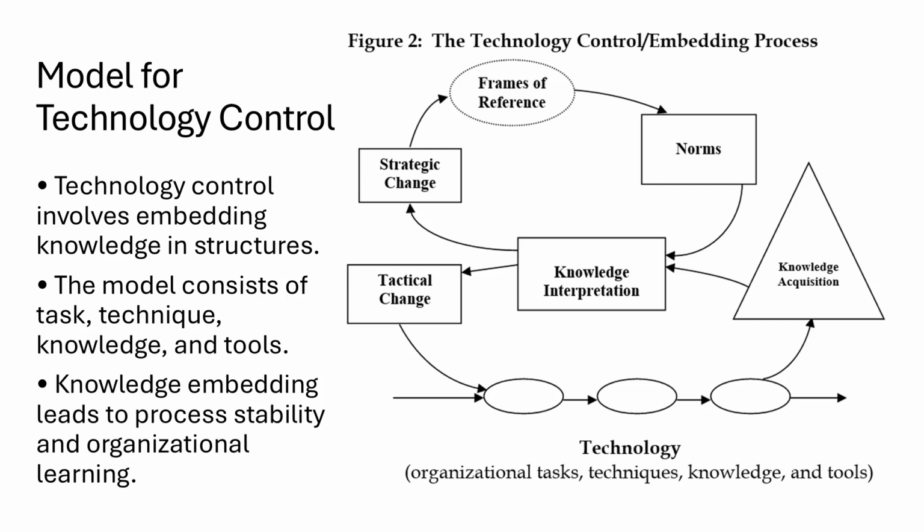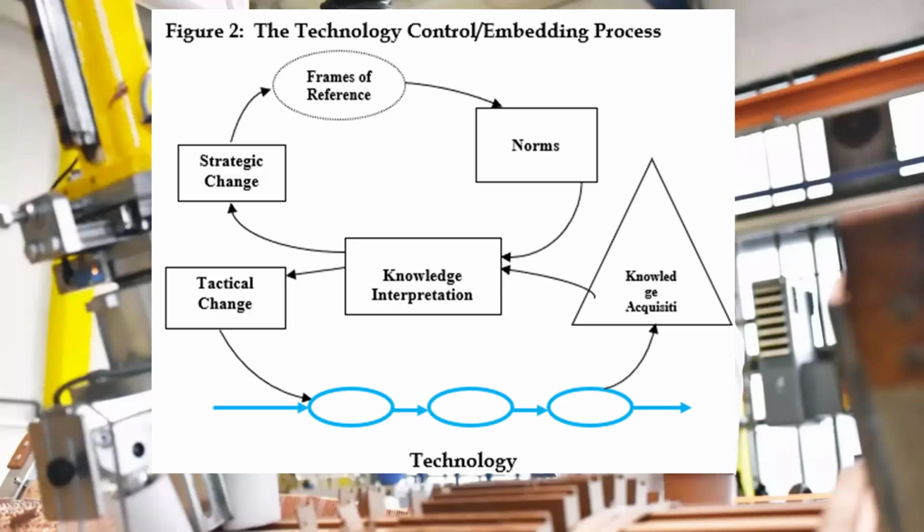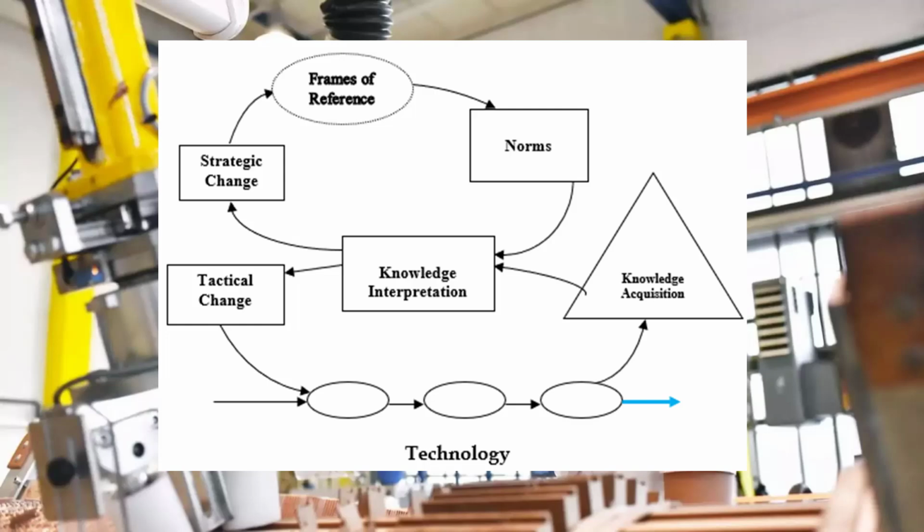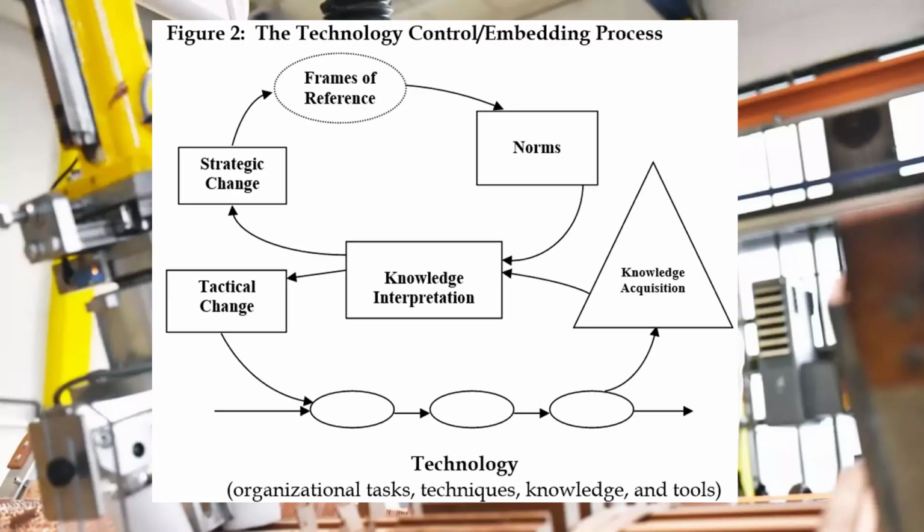The heart of the paper lies in its proposed model of technology control. This model describes how technology, encompassing tasks, techniques, knowledge, and tools, can be controlled and embedded within an organization's processes. By embedding knowledge in technological structures, organizations can improve stability and learning outcomes. Notice that the basis of this model is in general systems theory. We have inputs, processes, or the technology, and outputs. At the top of this model are two loops.